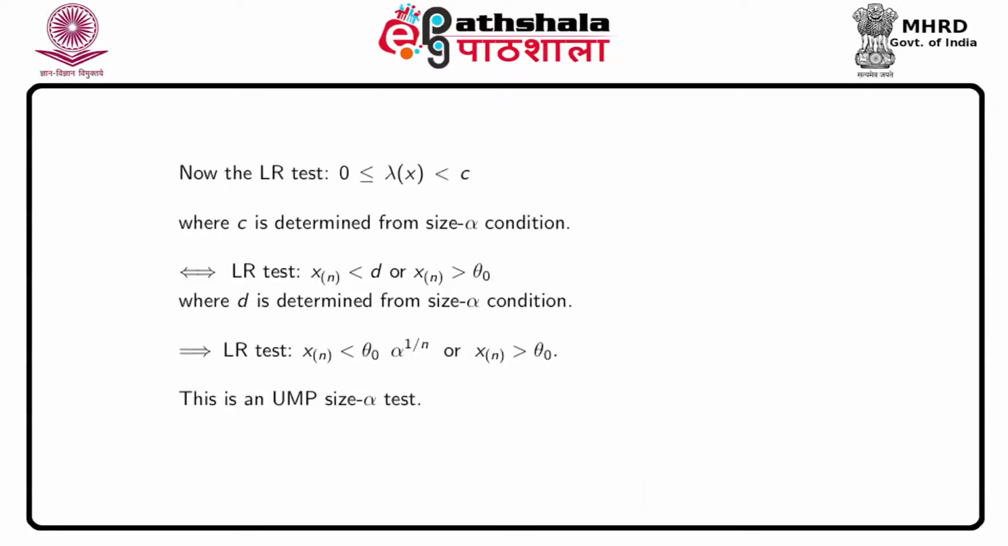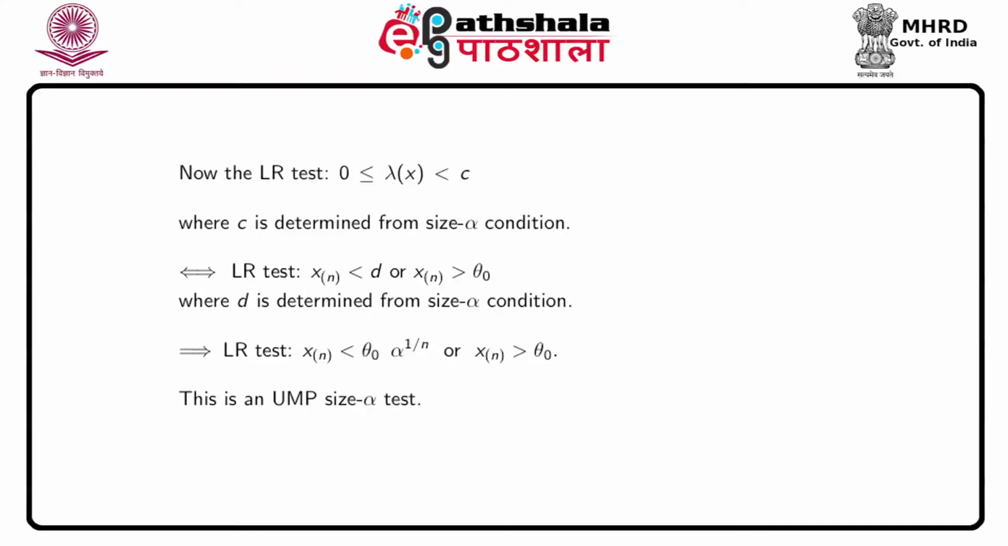Now, the likelihood ratio test will be lambda x greater than or equal to 0 but strictly less than c, where c is determined from the size alpha condition. So, this is equivalent to saying the LR test is such that either x order n is very small, say less than d, or x order n is greater than theta naught, because for x order n greater than theta naught the null hypothesis is trivially rejected, and in the region x order n less than d, the null hypothesis is non-trivially rejected, where d is determined from the size alpha condition.